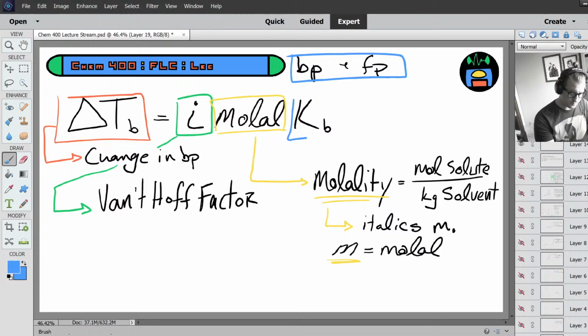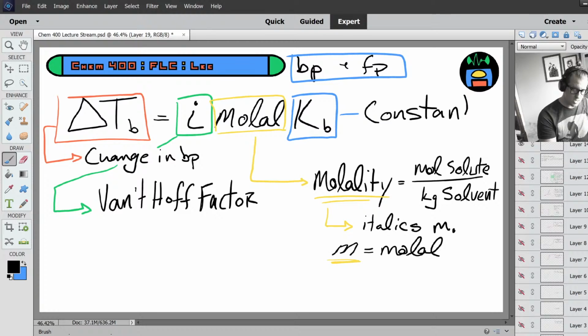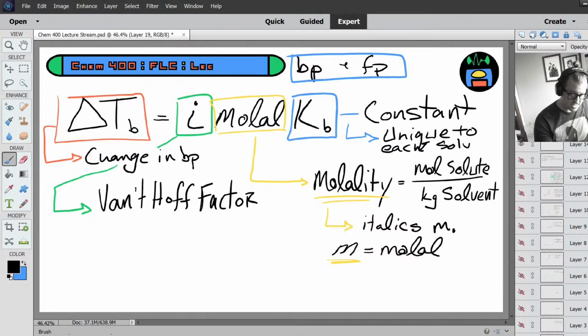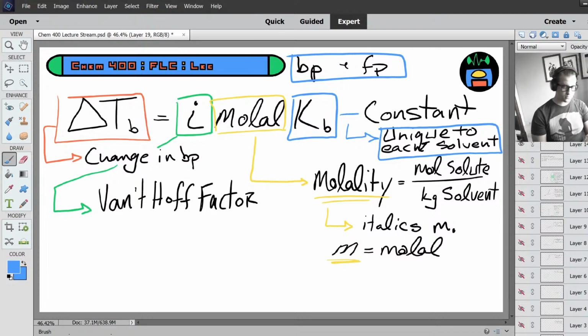And finally, Kb is the boiling point elevation constant. The only thing to know here is that it is unique to each solvent. So each different solvent has its own unique Kb, and you just have to look those up. All right.